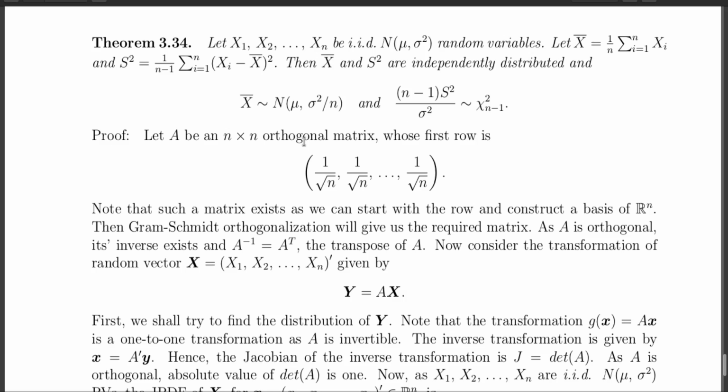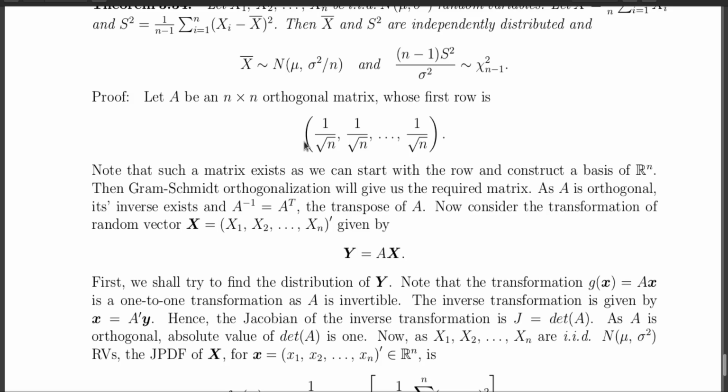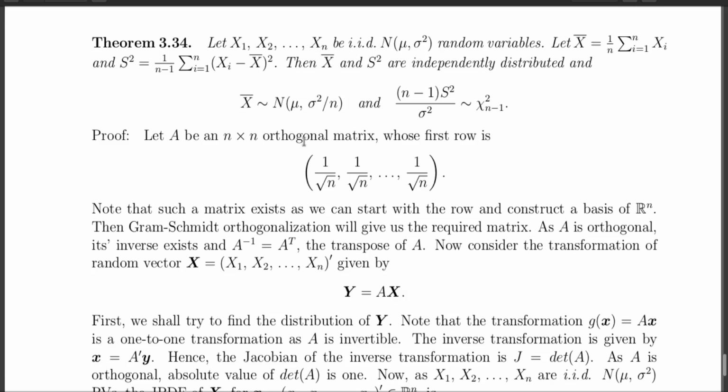This is a quite interesting theorem, and the proof is also very interesting. This theorem tells that if x1, x2, ..., xn are IID normal mu, sigma square. So I have mu and sigma square parameters, but they still remain IID. In that case, the sample mean, which is x bar, and the sample variance, which is s square, given by 1 by n summation i equals 1 to n of xi minus x bar whole square. In this theorem, we are going to talk about the distribution of x bar and s square.